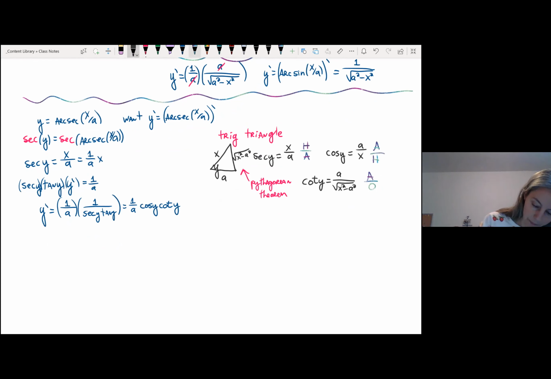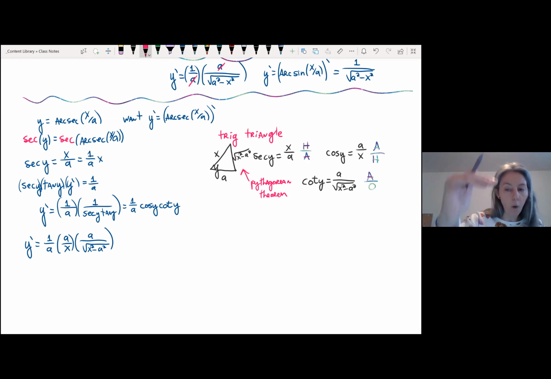So we get that y prime is equal to 1 over a. Cosine y is a over x. And cotangent y is a over the square root of x squared minus a squared. And you'll notice what happened here is that because the derivative involved two trig functions, that a shows up twice in the numerator and once in the denominator, which means that we have that a left over. So that's why the a ends up there on top, whereas the derivative of sine was just cosine. So we only had one trig function.